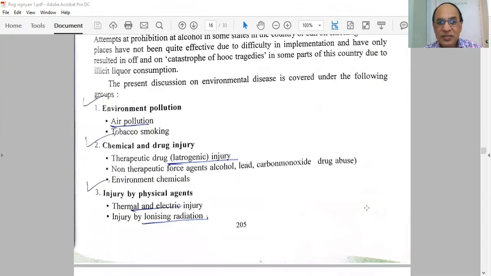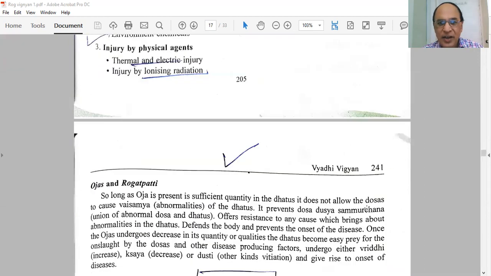Environmental diseases. Nowadays, this is a very important topic. Environmental pollution is there. What are the effects of air pollution, tobacco smoking, chemical and drug injury? Especially iatrogenic problems are increasing day by day. Injury by physical agents, thermal and electrical injury, and ionizing radiation.